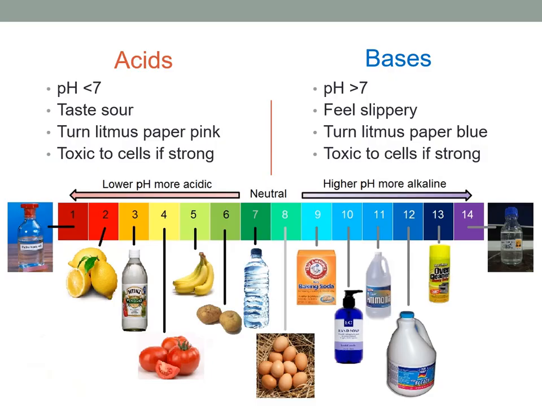All right, so acids, they have some things in common, whether they are strong acids or weak acids. Their pH, here's our pH scale here, neutral is 7, water is neutral. Acids have a pH of less than 7.